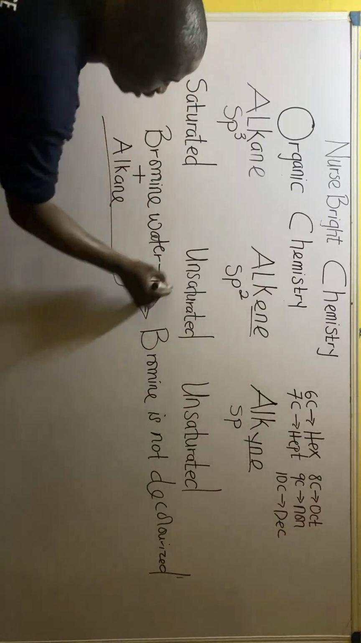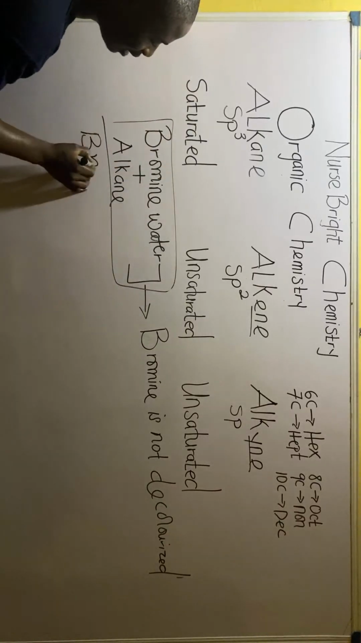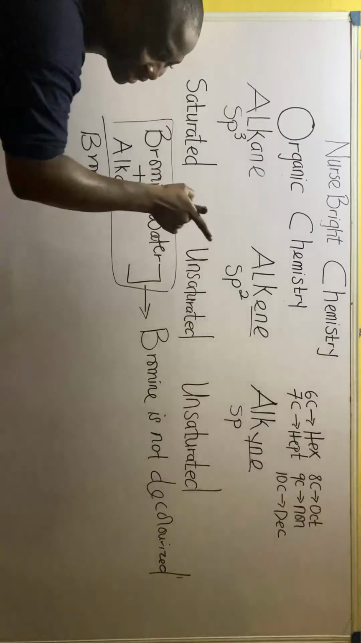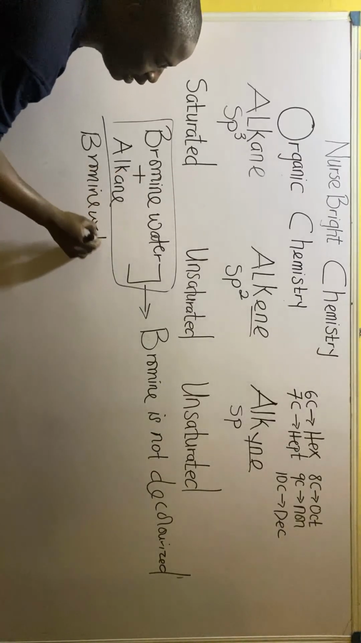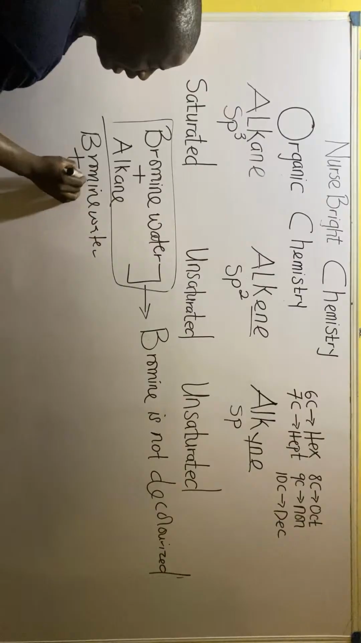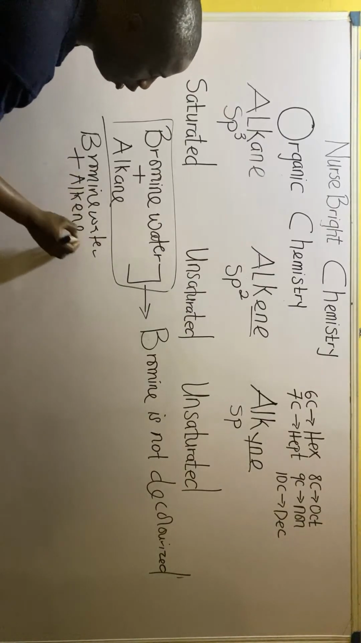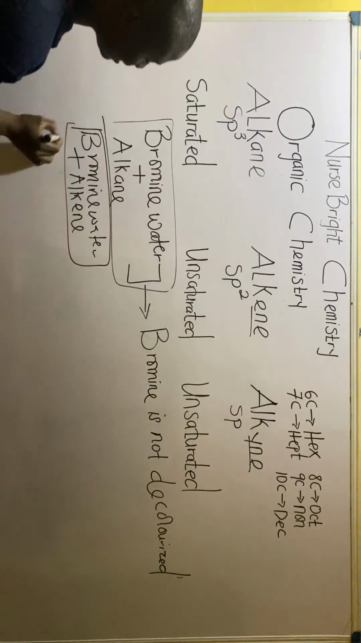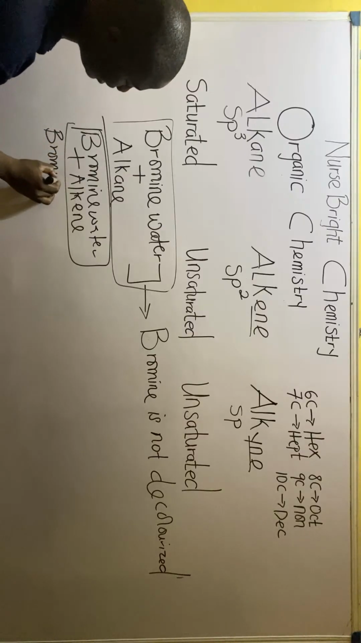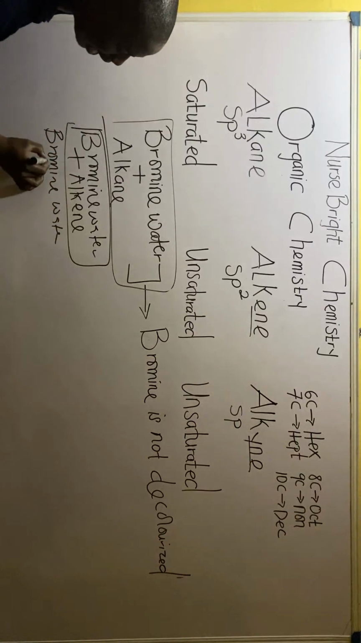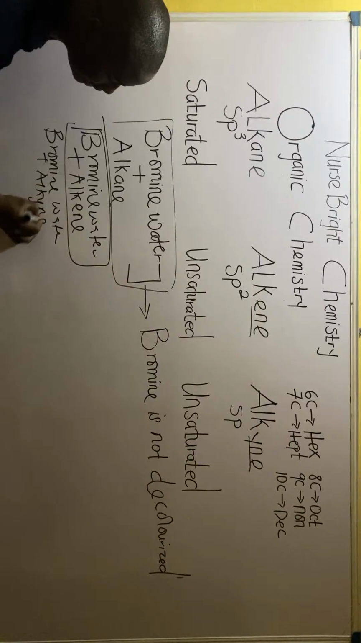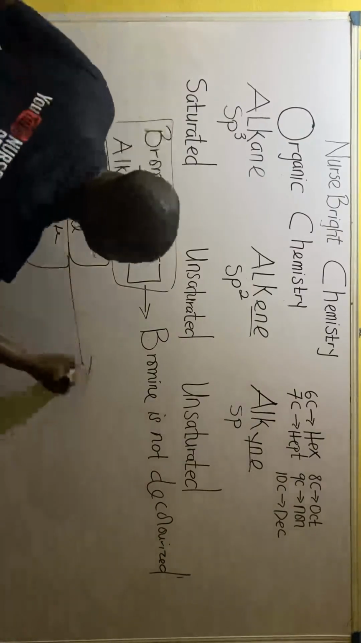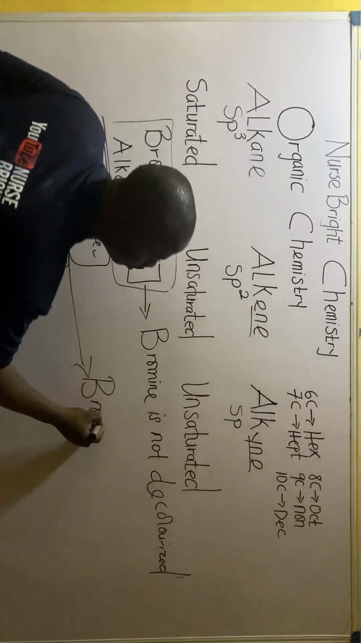But you should know here that when bromine water reacts with these unsaturated compounds, which are, say for instance, alkenes, or alkynes, then they have the tendency to change the color of bromine water.